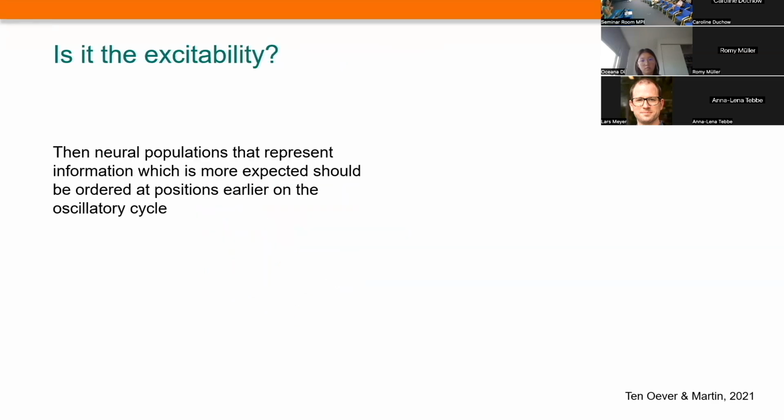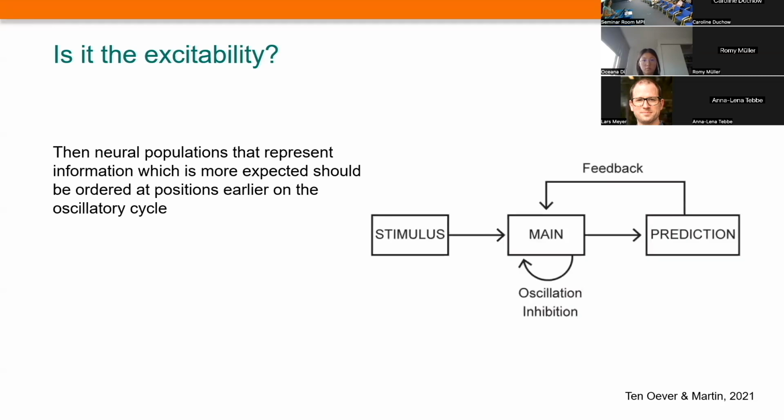So to put this in the speech domain, what we figured in a computational model in 2021, which I did in Nijmegen, is that in the speech domain it would simply mean that neural populations that represent information which is more expected should be activated earlier on the oscillatory cycle. Does this make sense? Because this will come back a lot. Okay, this makes sense. Cool.